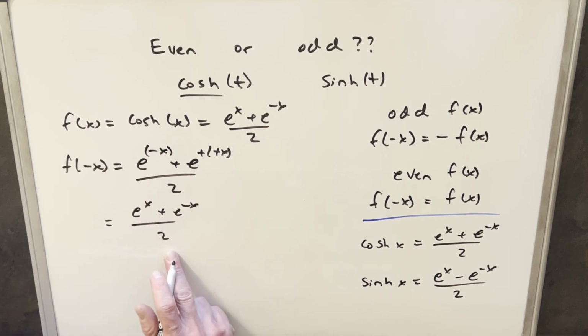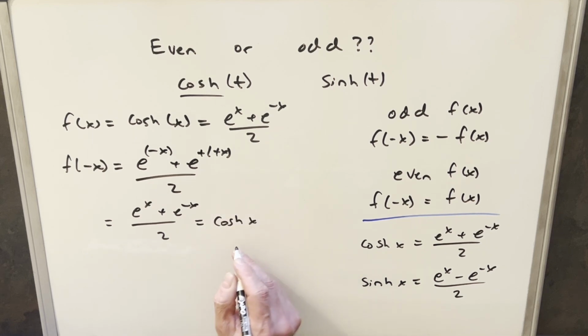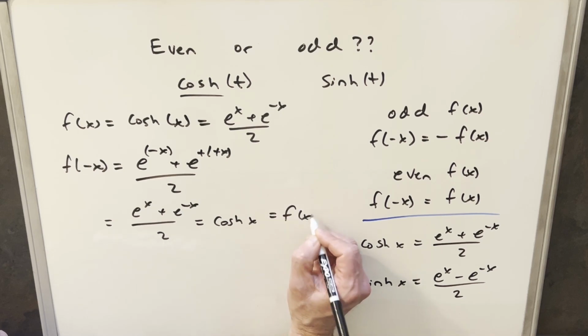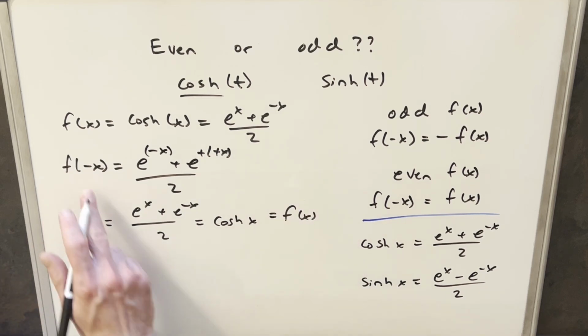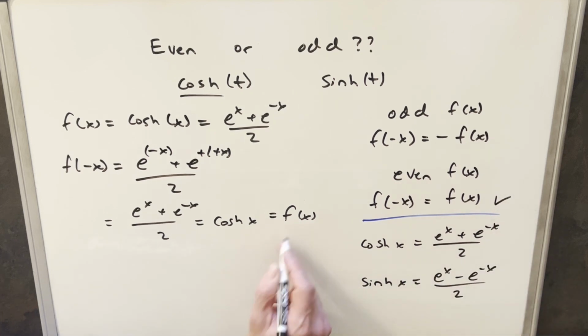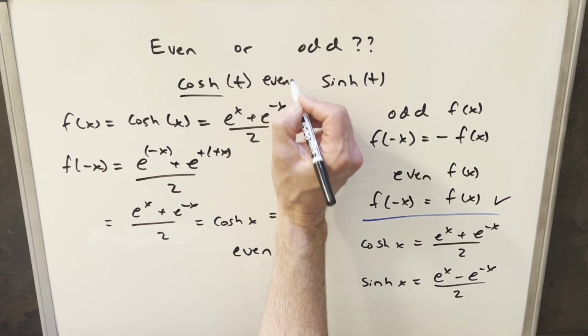But this here is actually the same thing as our definition of cosh. So this is just cosh x, but cosh x was our f of x. So what we're saying is f of minus x equals f of x, and that's our definition here for even. So this means that this has to be an even function, so cosh is going to be even.